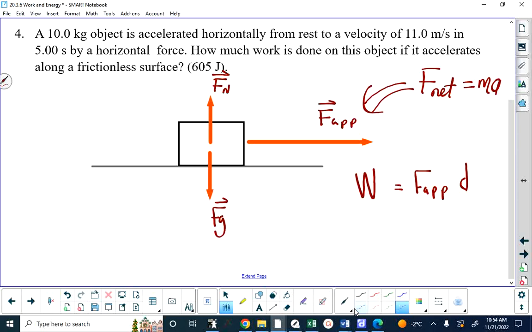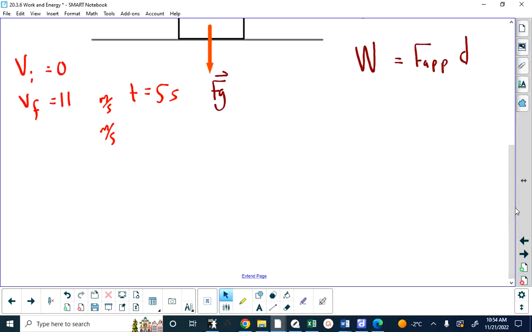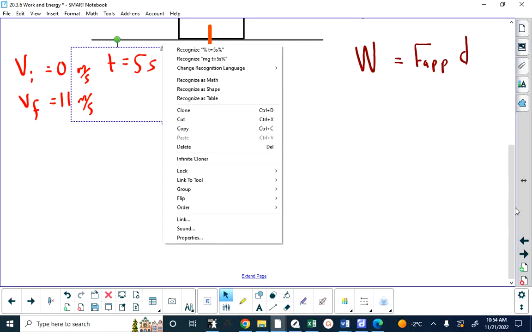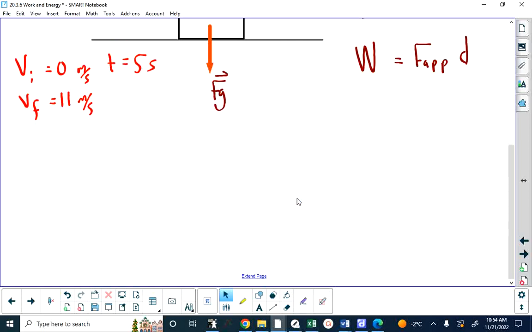What do we know kinematically speaking? Let's see. We have VI is 0. VF is 11. The time is 5 seconds. These are meters per second, seconds. We know from the very first unit, and you've been getting more practice as time goes on, that if you have 3 kinematics descriptors, you can find any fourth.